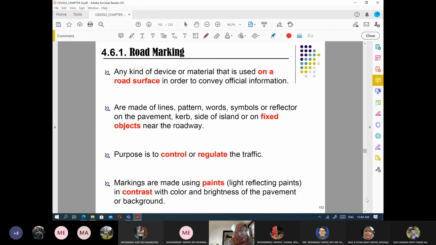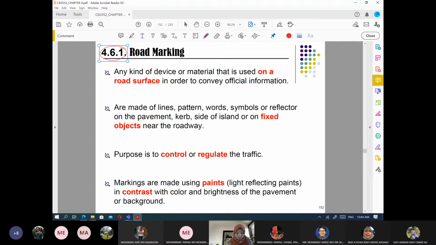Okay, yang seterusnya adalah road marking. This is the first one under this traffic signal, traffic control device 461, it is about road marking. This is on a road surface, made of lines, pattern, words, symbols, or reflector on the pavement, curb, side of island, or on any fixed objects near the roadway. So semuanya dia hanya gunakan marking saja. Purpose is to control and to regulate the traffic. Okay, untuk di stop ataupun untuk di jalan.